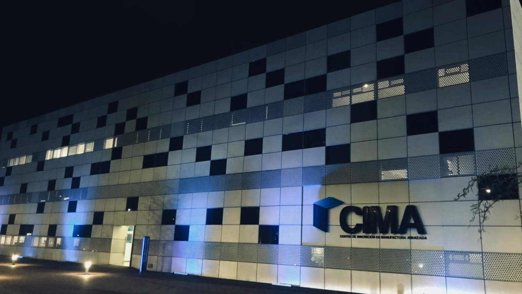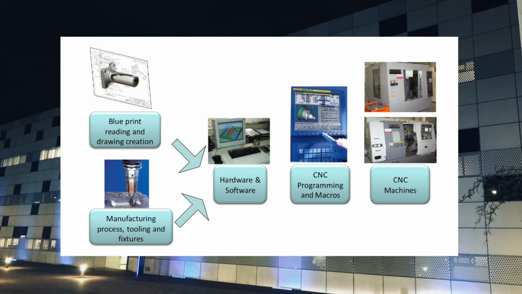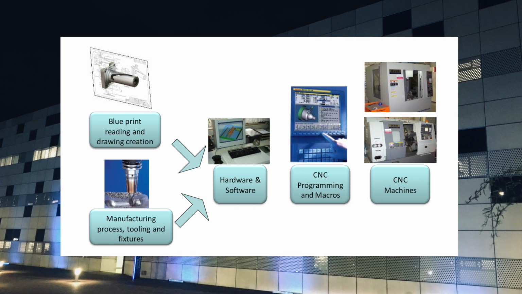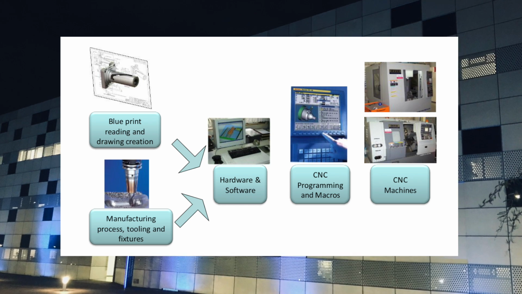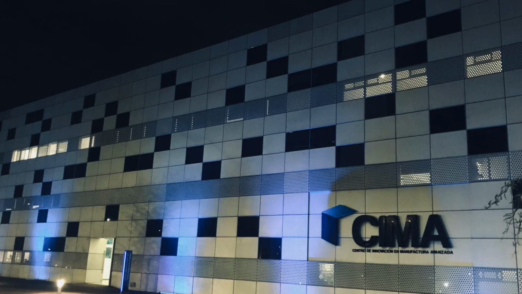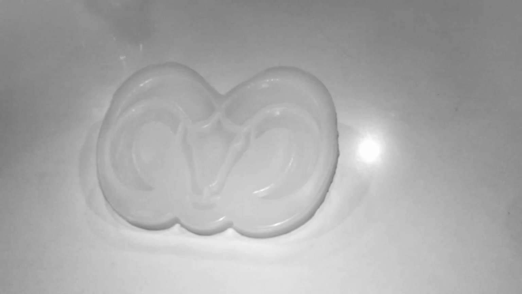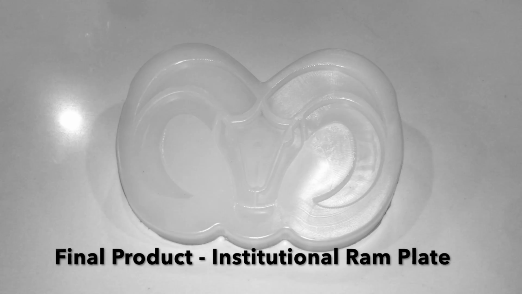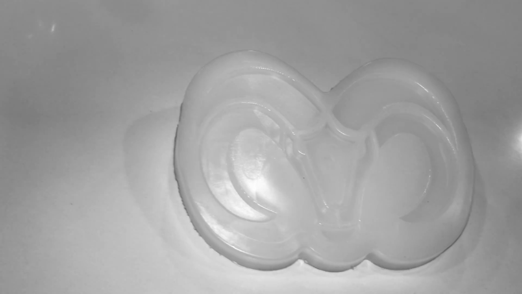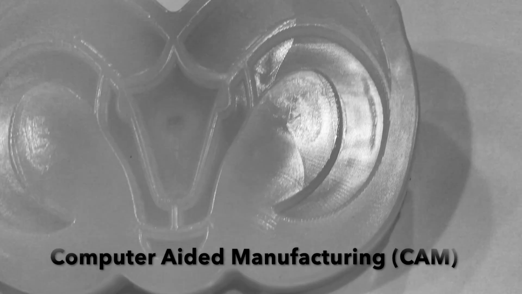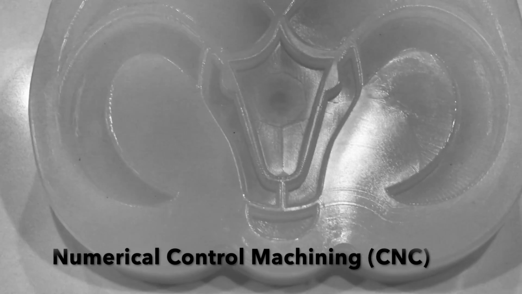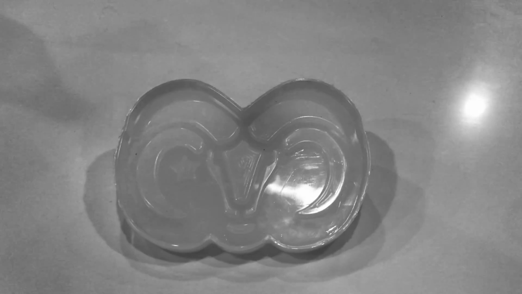The advanced manufacturing course aims to review blueprint reading and drawing creation, tooling and fixtures analysis, hardware and software analytics, CNC programming, and CNC machine operation, so that they are integrated in one project. The production of a plastic part integrates such concepts with the development of a plastic plate with the shape of an institutional RAM. This product integrated computer modeling, computer-aided manufacturing, numerical control machining, conventional machining, electrical discharge machining, and plastic injection molding with the use of the tools available at CIMA.